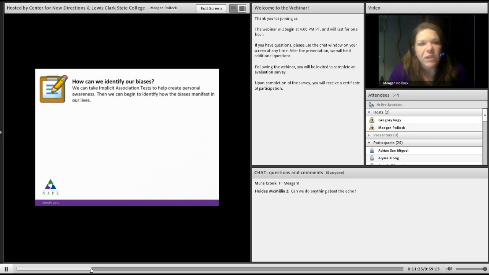So how can we identify our biases, right? That's a big question. Again, this isn't coming from a place of criticism because we all have biases. But what we can do is begin to understand what these biases are, and then once we know what biases we have, we can begin to identify how they manifest in our lives and our actions with others.